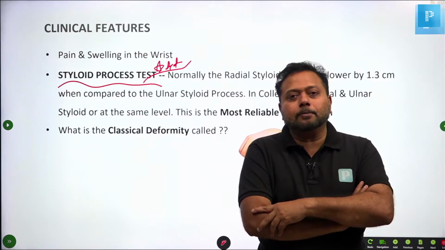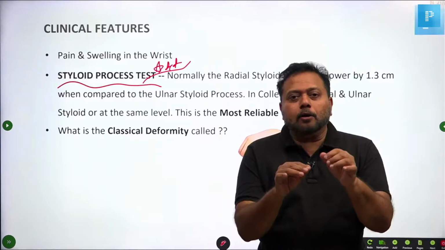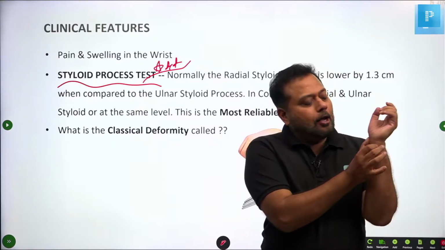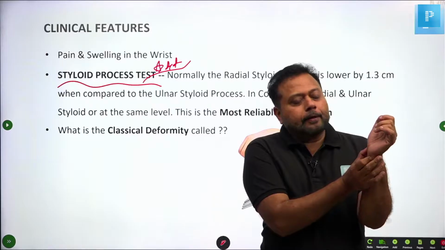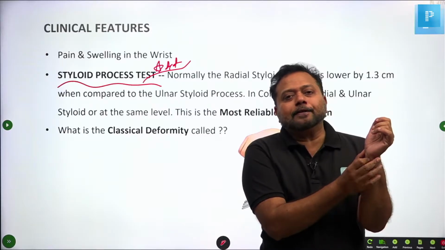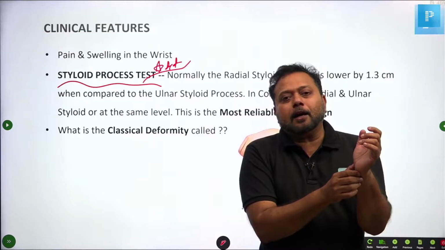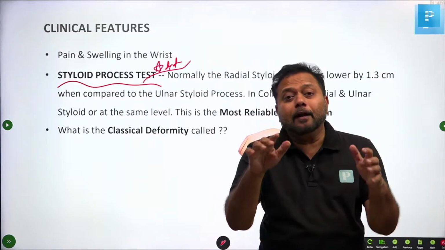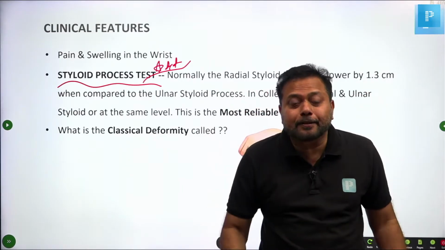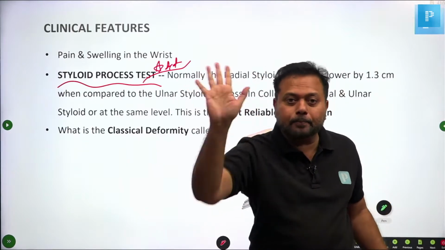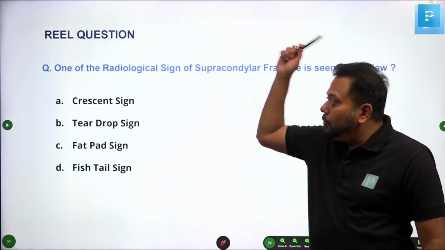Okay, so it's called Colles fracture. He has taught you and me how to diagnose it. You palpate the radial styloid, you palpate the ulnar styloid. Radial styloid is normally 1.5 centimeter distal to the ulnar styloid. This is normal. When radial styloid and ulnar styloid are at the equal level, that's called a positive styloid process test. Diagnosis is extra-articular distal radial fracture, that is Colles fracture. Okay, now we will go to the next question.